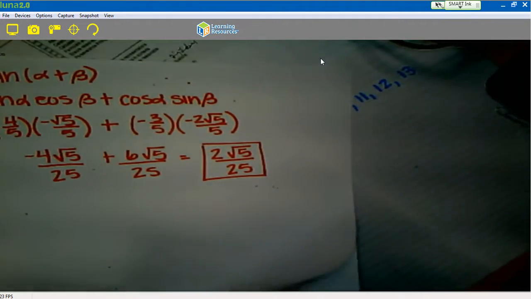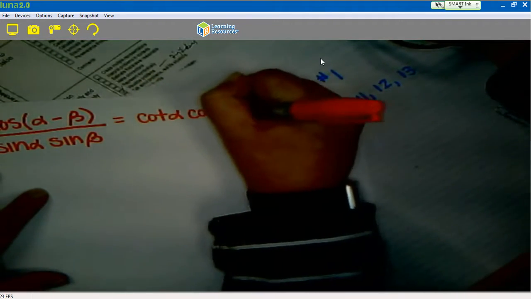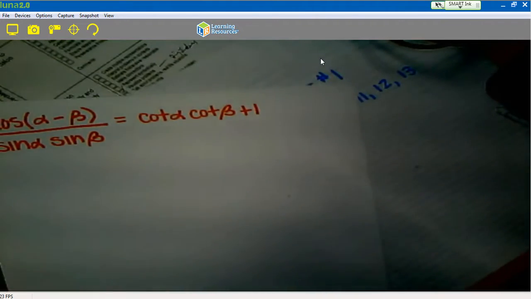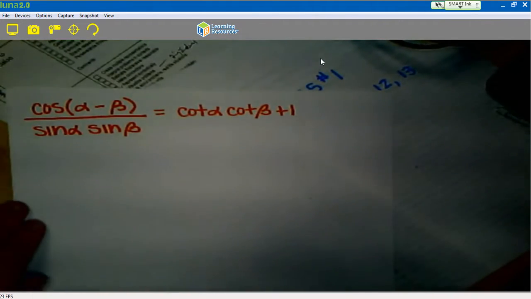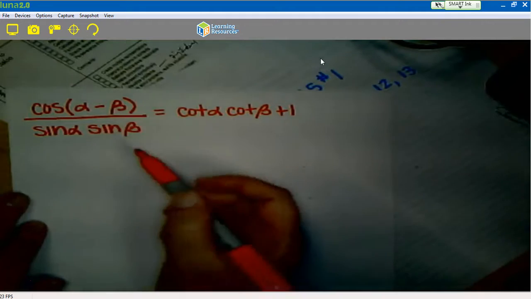All right, so let's take a look at the inside, upper left corner. Establish the identity that the cosine of alpha minus beta over sine alpha sine beta is equal to the cotangent of alpha times the cotangent of beta plus 1. So we're going to work on the left-hand side. In the numerator, we're going to go ahead and expand.